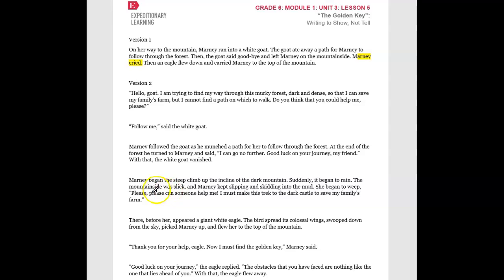She began to weep. Please, please, can someone help me? I must make this trek to the dark castle to save my family's farm.